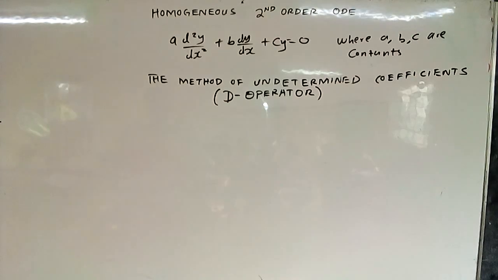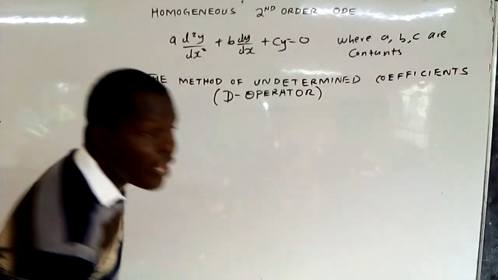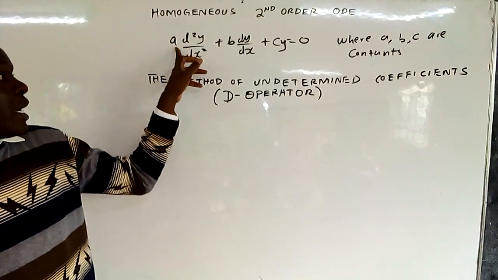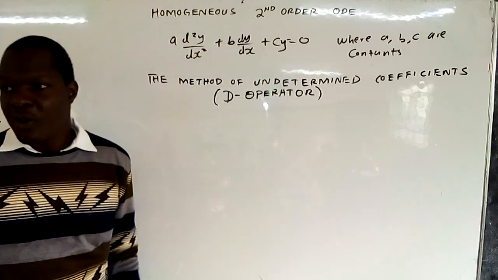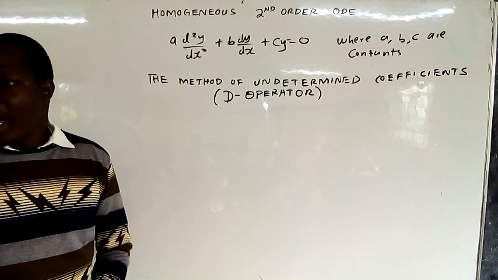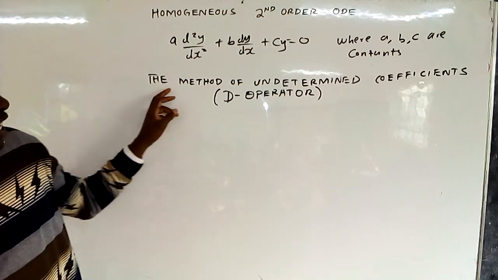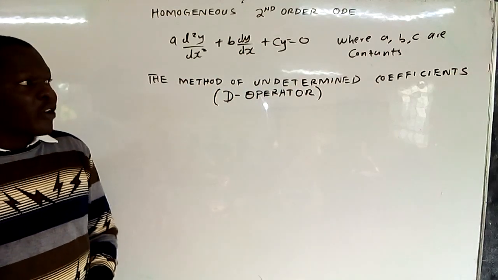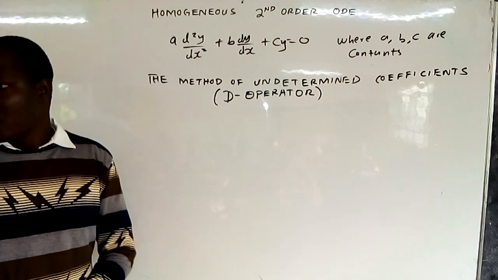So we have said a second order ordinary differential equation is said to be homogeneous when it is in the form a d squared y over dx squared plus b dy over dx plus cy is equal to 0, where a, b, c are constants. So the first method of solving a second order ordinary differential equation is the method of undetermined coefficients, or the D operator method.